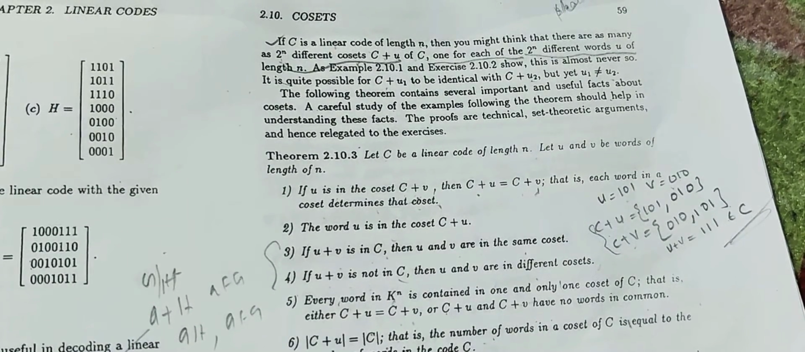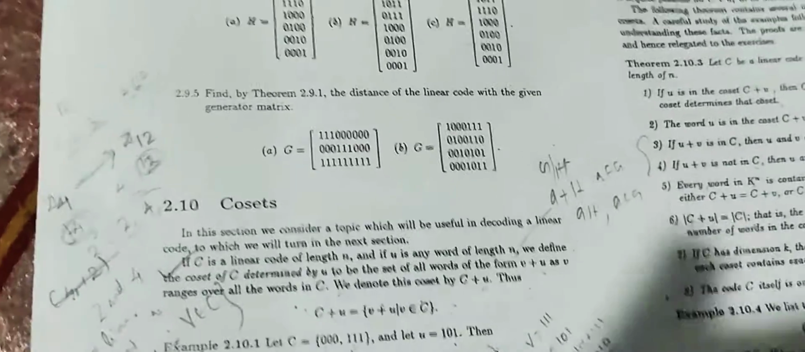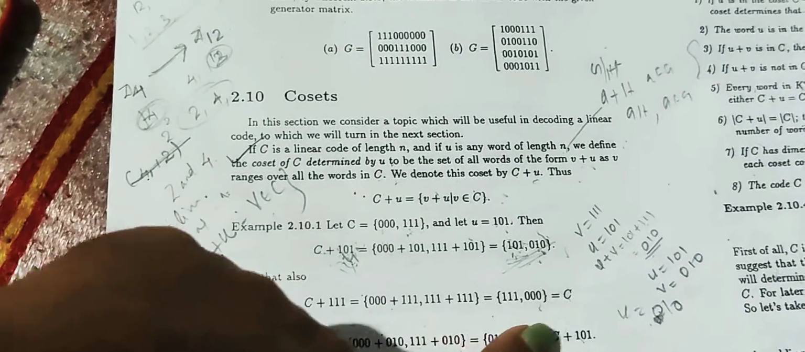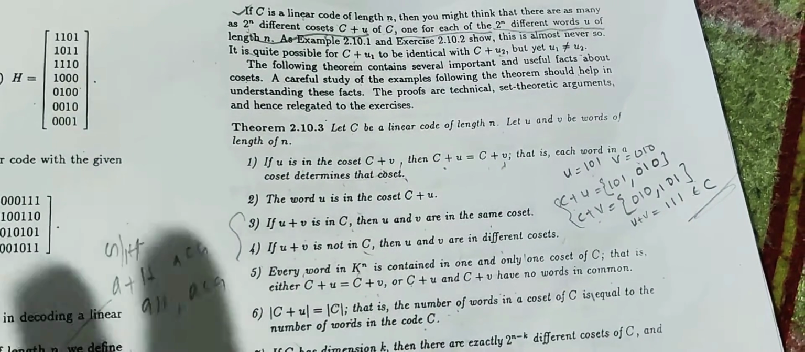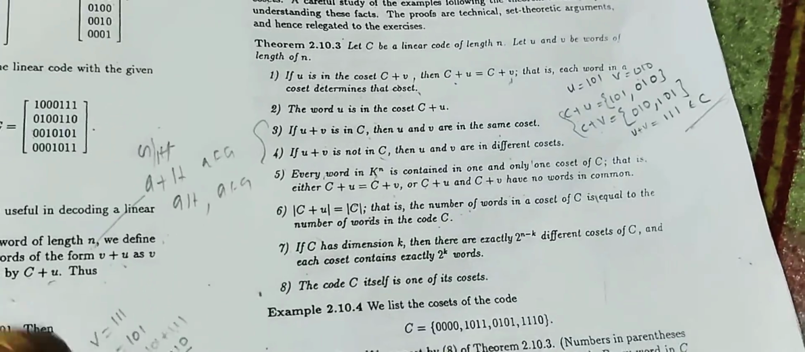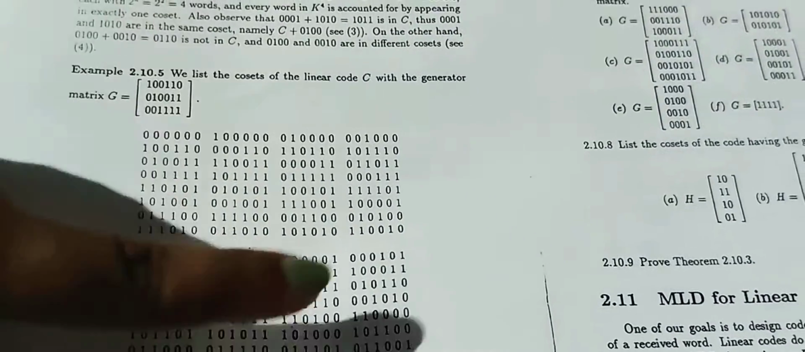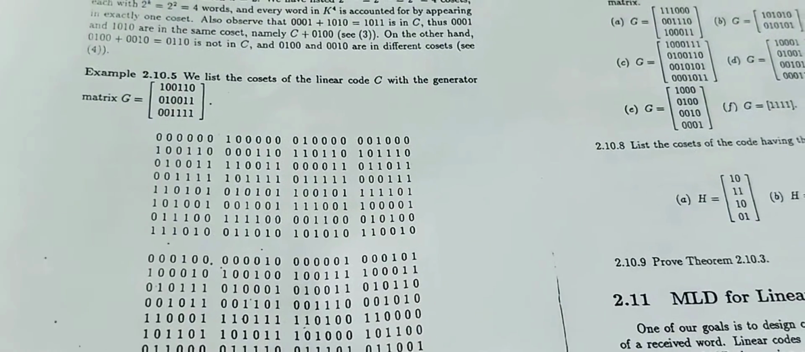And the eighth one is that the code C itself is one of its cosets. C plus 1 1 is the same as C, so the code C itself is a coset. So this is another example. Just verify these examples yourselves.